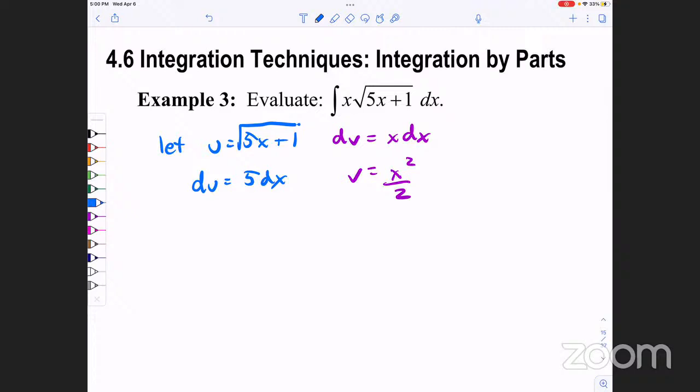Arms, column, this and the other. I keep getting so many wrong numbers. I don't know who got what. So if that's our u, then when we go to find du, it's going to be 1/2 times (5x plus 1) to the power of negative 1/2 times 5, right? Because you have to take the derivative of the outside times the inside.